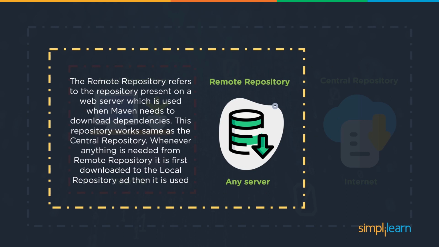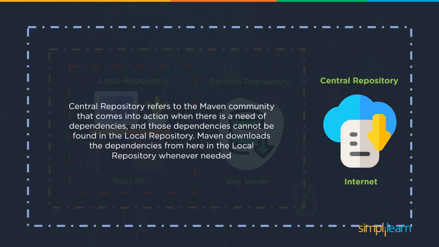So these repositories work similar to the central repository. Whenever anything is needed from the remote repository, it's first downloaded into your local repository and then it will be utilized. So if the dependency is not there in the local repository, it will first be downloaded from the remote repository and then referenced on the local machine. And central repository refers to the Maven community repository, where you will be able to see each and every dependency present on that repository.